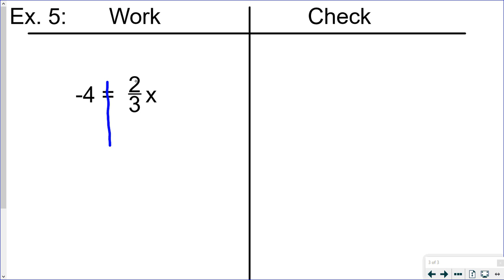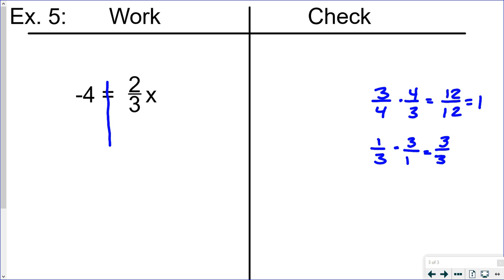Remember, the reciprocal is just this fraction flipped over. So let me just show you real quick. Take any fraction, let's say 3/4, multiply it by its reciprocal, and I get 12 over 12, which equals 1. Another fraction, 1/3. Multiply 1/3 times its reciprocal, and I get 3 over 3, which equals 1. So any fraction multiplied by its reciprocal will equal 1.